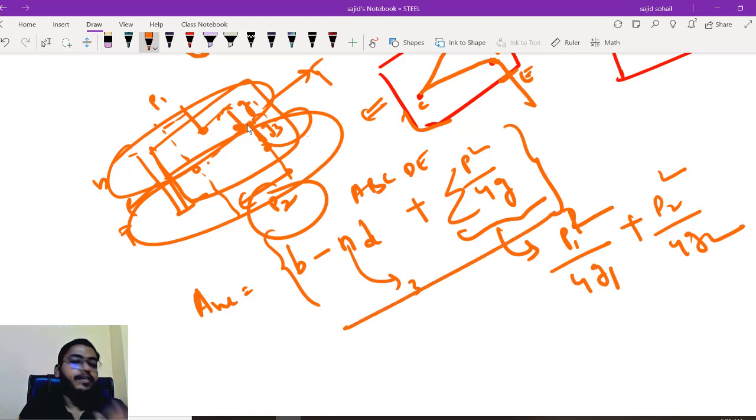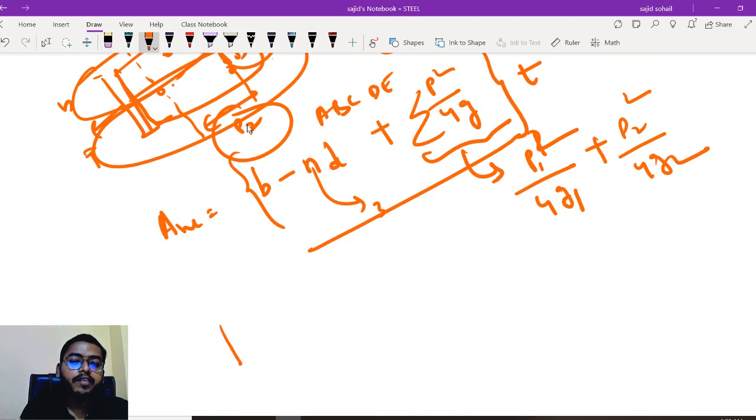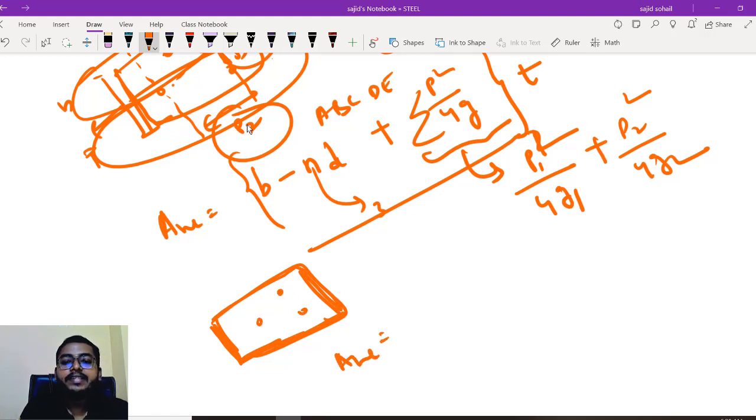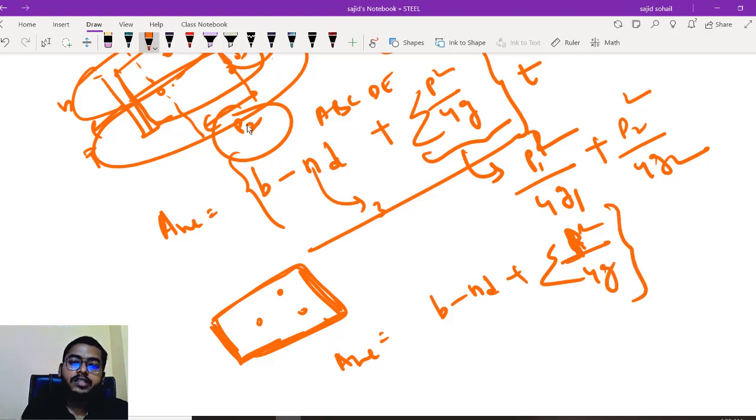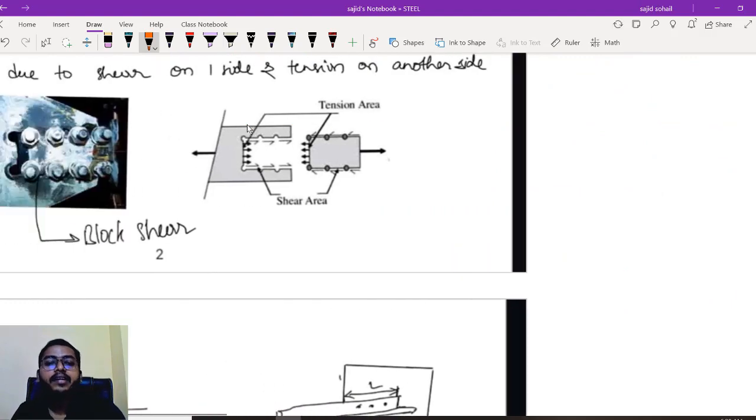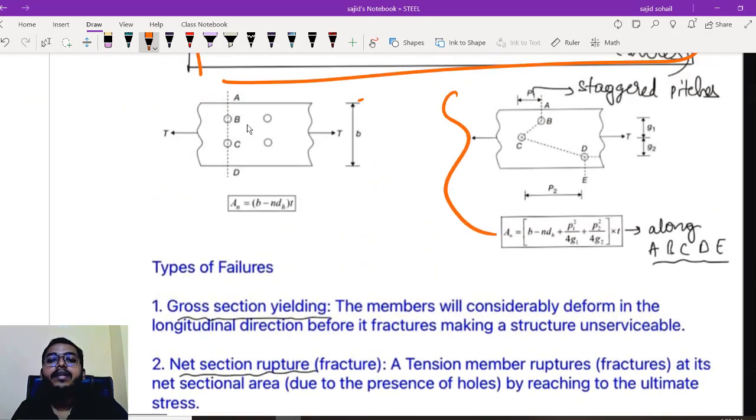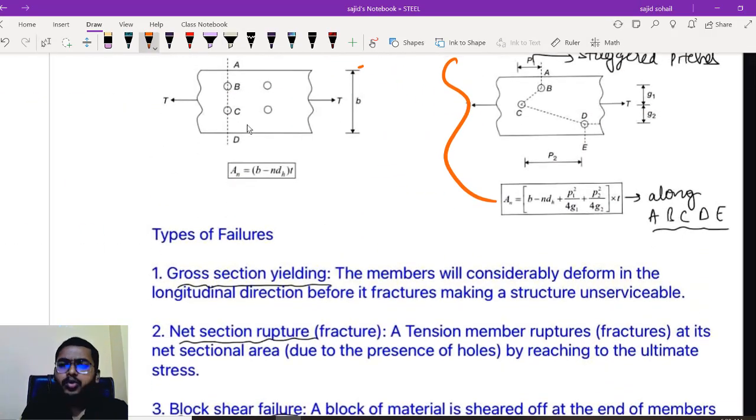So what is your net area? Your effective width into the thickness of your plate. Whenever you have a plate something like this, and you have a staggered combination, your A net is nothing but b minus nd plus sigma P square divided by 4g. This is your width into your thickness. I hope it is very clear, right? It is already 20 minutes.